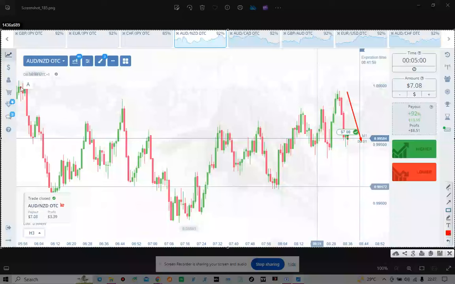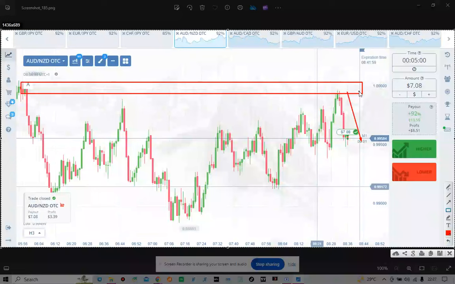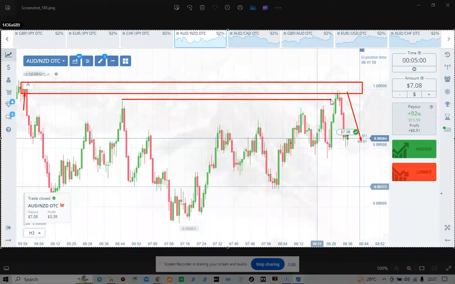The order block is here because that's the last red candle before the movement. This is the last green candle before the movement. The market failed to reach this level, so we call that the inducement. Inducement induces the trader to enter the trade. And when the price creates the inducement, it drops, creates a new low, and drops again.